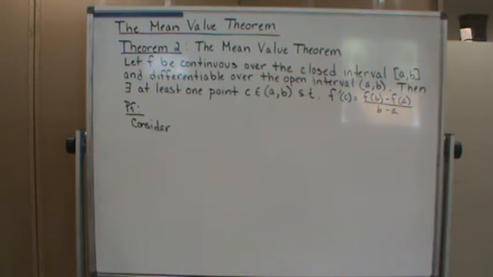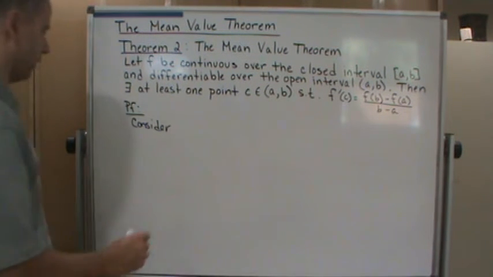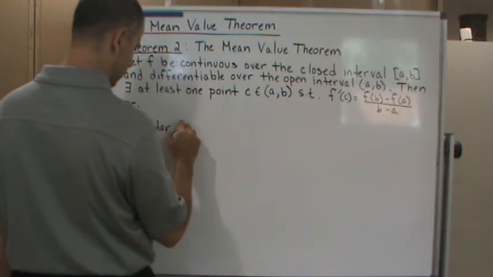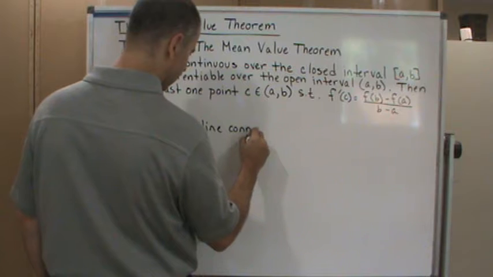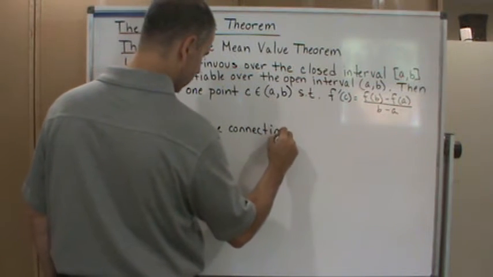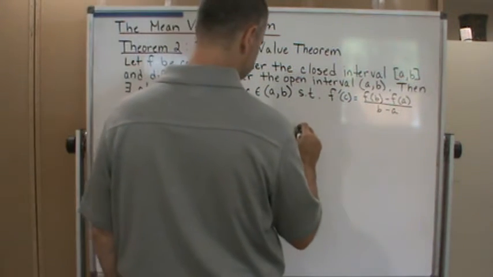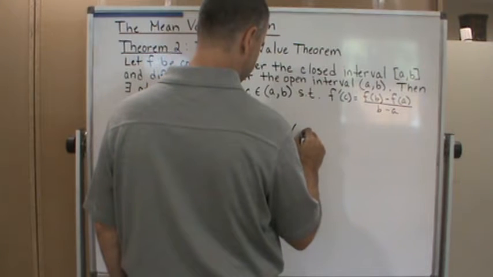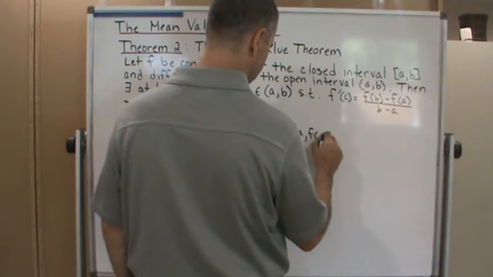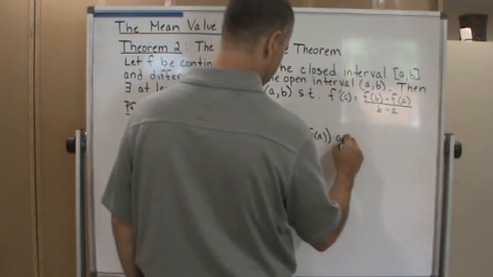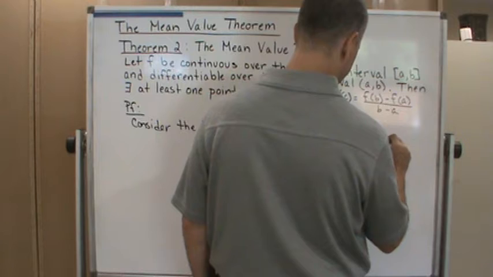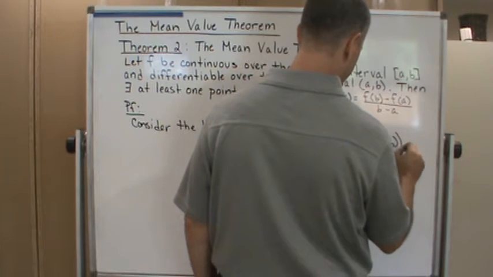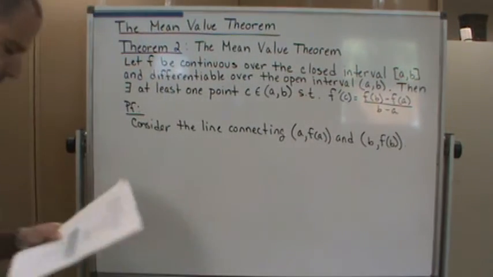And so let's consider the line connecting the endpoints. So consider the line connecting a, f of a and b, f of b.